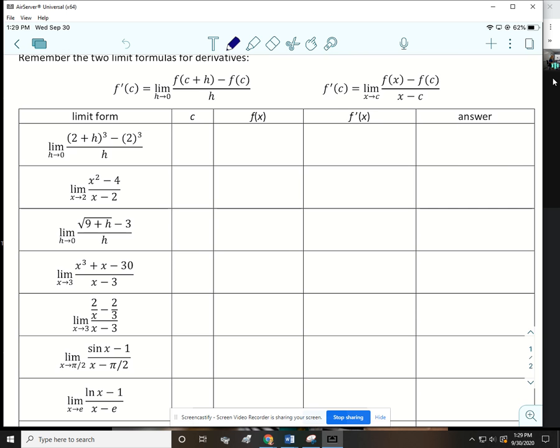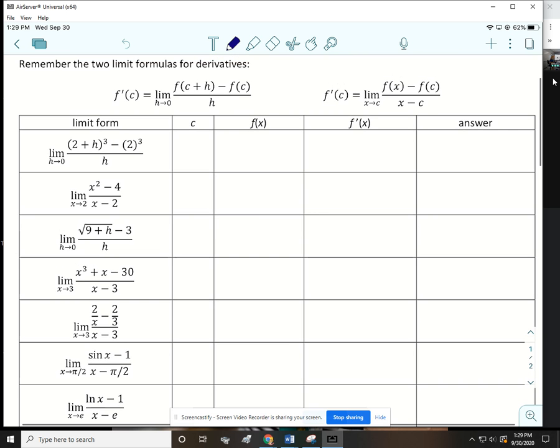All right, so there are two limit formulas or limit definitions. One involves the h and the other one doesn't. Whenever you're doing these, what I would do first is figure out what c is. Whenever it is one that has the h, like this first one, c is going to be added to your h. So just look through your problem and see what's added to the h. That's going to be c. So in this case, c is going to be 2.